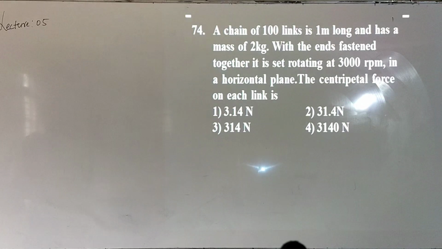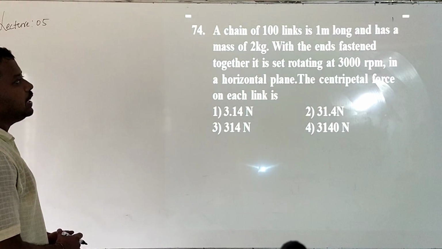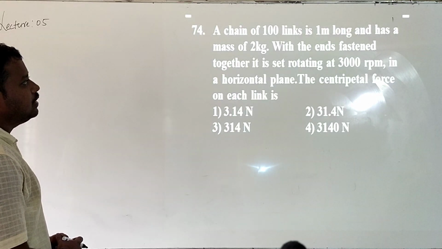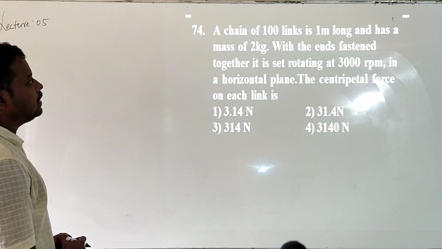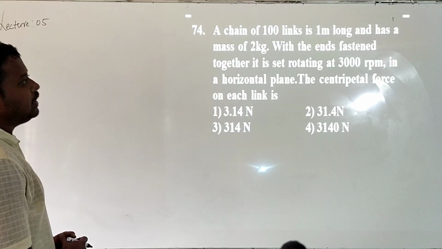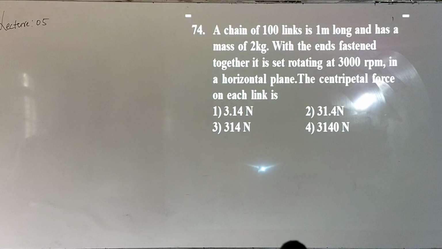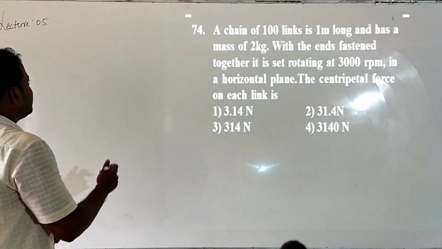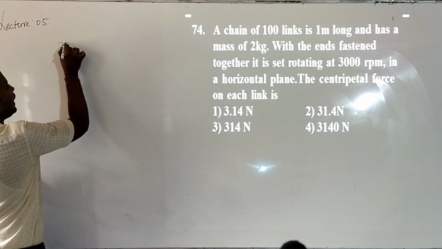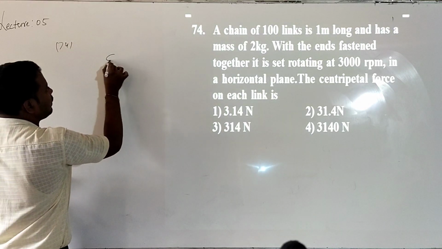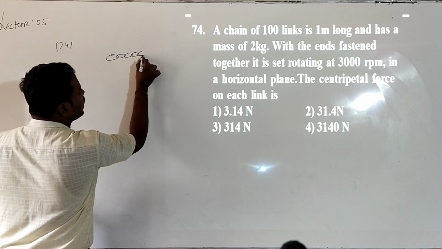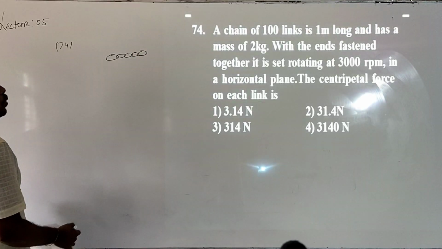So let us see question number 74. A chain of 100 links, 1 meter long, has a mass of 2 kg. When with the ends fastened together, it is said to rotate at 3000 rpm in a horizontal plane. They are asking us to calculate the centripetal force on each link. So one chain is there, having 100 links in total. All links together form a chain of length 1 meter.